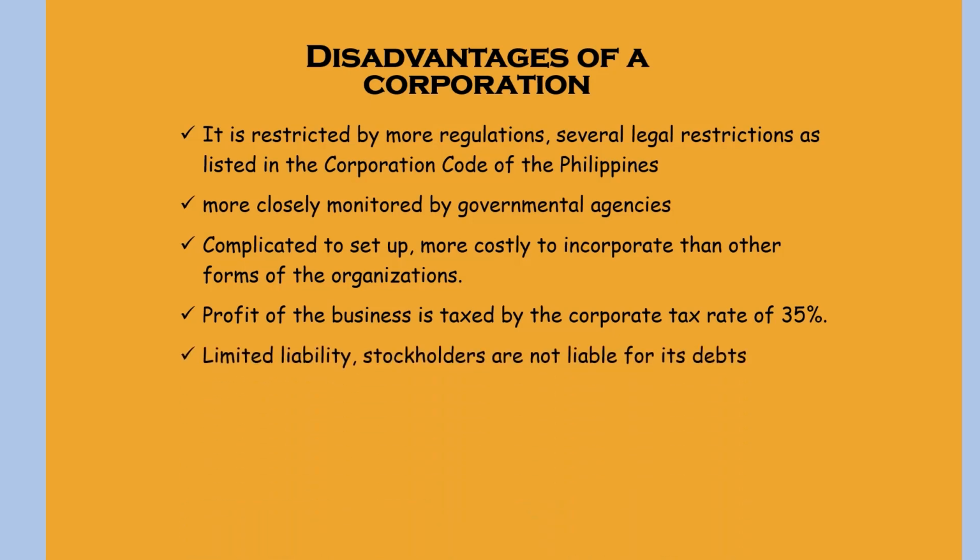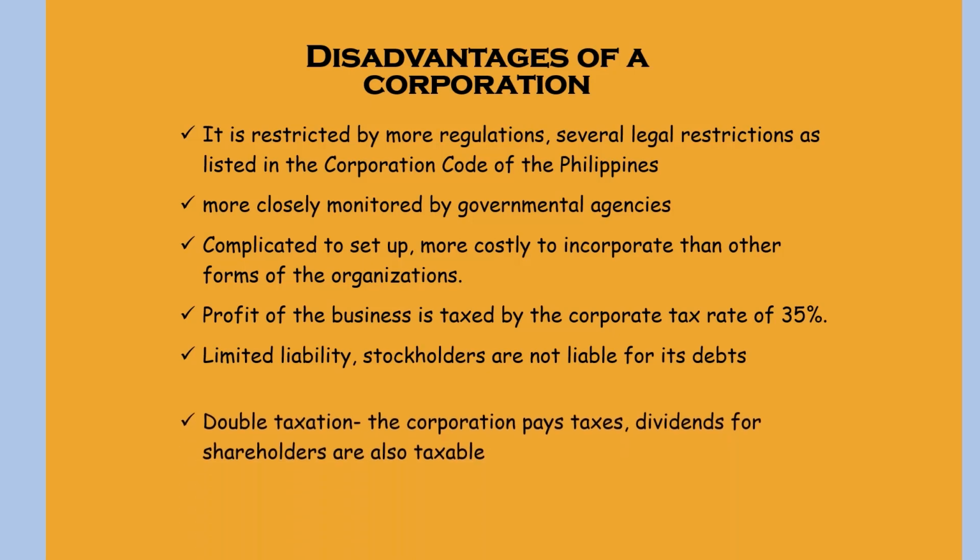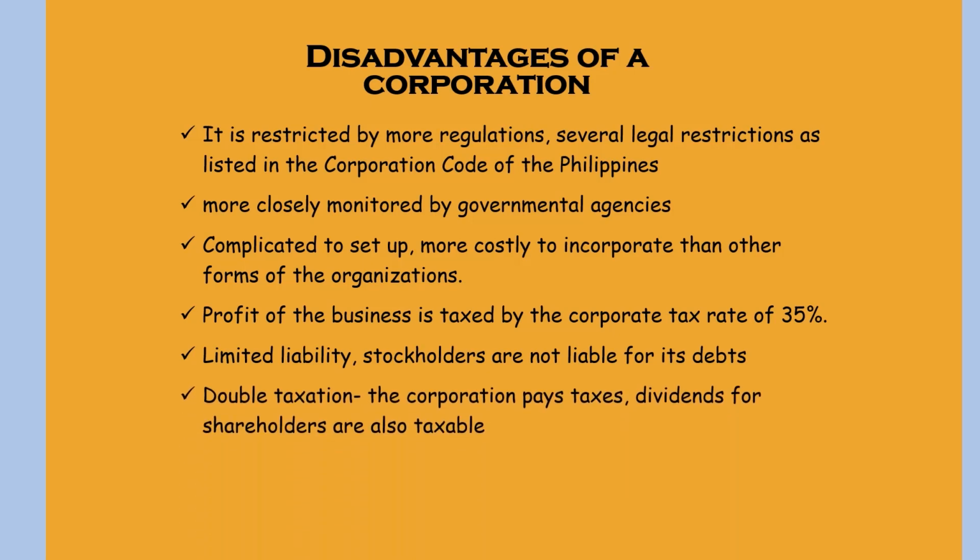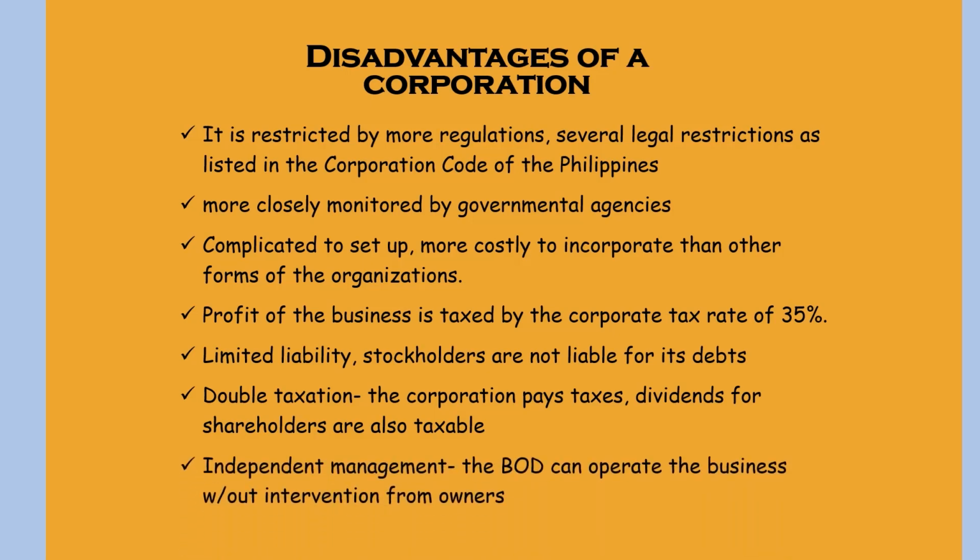There is also a limited liability. Stockholders are not liable for its debts or its liabilities. There is also a double taxation in a corporation because the corporation pays taxes. Dividends for shareholders are also taxable. Independent management, since the BOD or the Board of Directors can operate the business without intervention from owners.